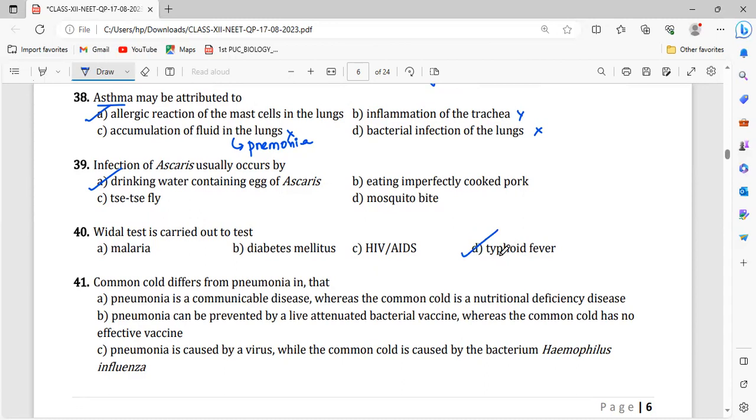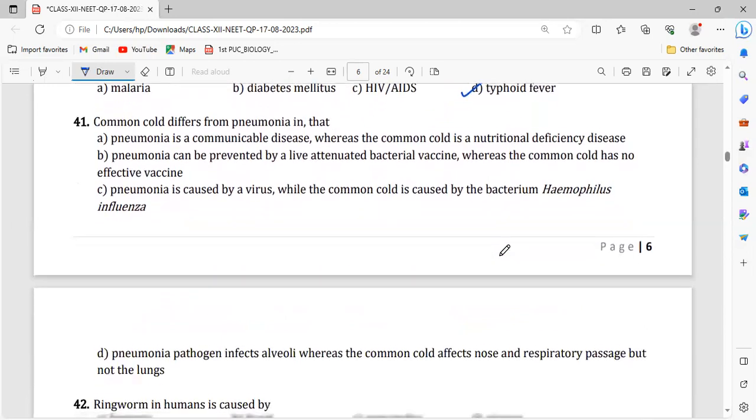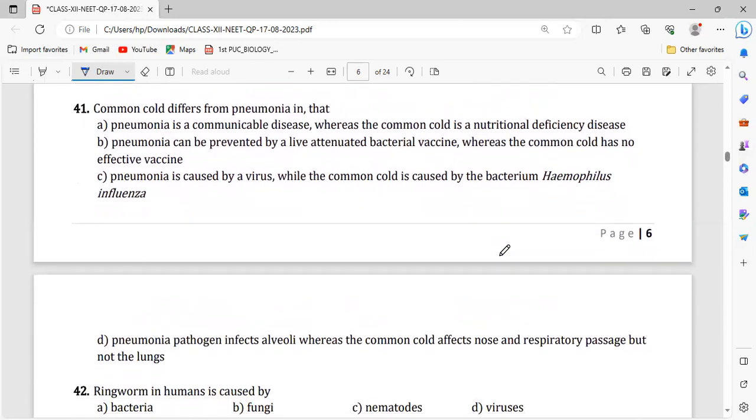Next 41. Common cold differs from pneumonia in that. Both common cold and pneumonia affect the respiratory system, but different parts of it. Common cold affects the respiratory passage, that means the trachea and bronchi. In pneumonia, the alveoli will be filled with fluid. So different parts of the respiratory system are affected. So this is option D.